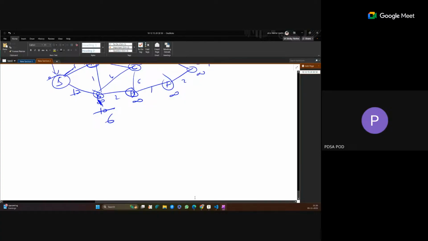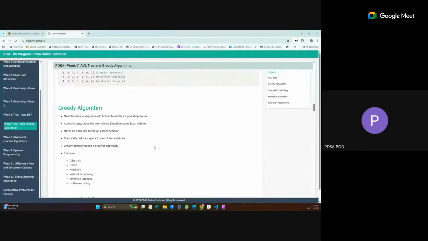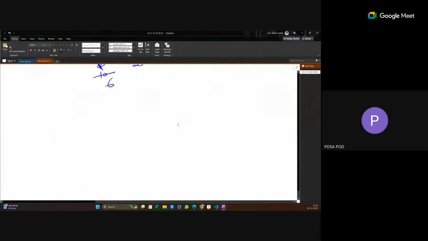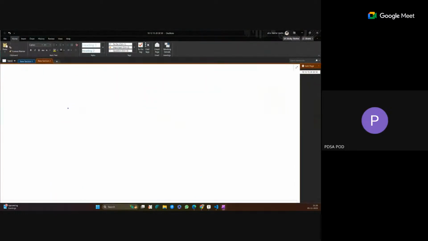In the greedy approach, we achieve the global optimal solution by taking a sequence of optimal choices at each step. At each stage we make the next choice based on some local criteria, and never go back and revise an earlier decision. This is one condition for the greedy algorithm. This is also one disadvantage of Dijkstra's algorithm: we never update a previous node which we have already finalized. Because of that, Dijkstra's algorithm does not work on negative weights.